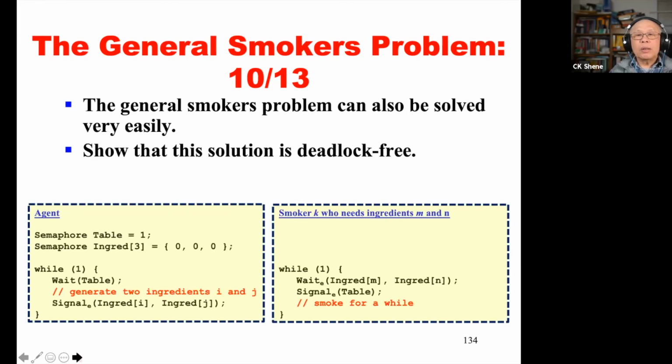So let's study the general smoker problem. Here is the agent. The agent waits for the table and generates 2 ingredients, I and J: it signals ingredient I and ingredient J, and loops back to waiting for the table. Now, for the smoker K, who needs ingredients N and N.